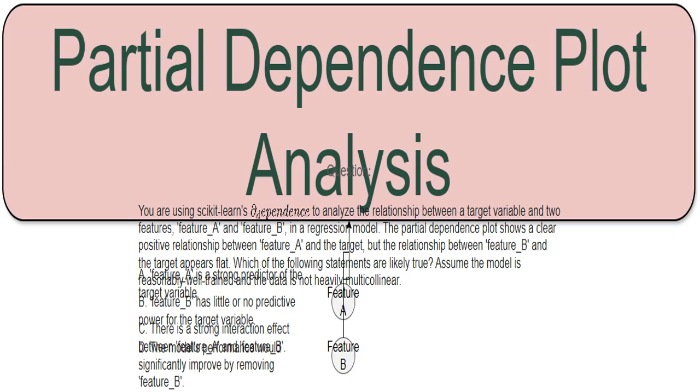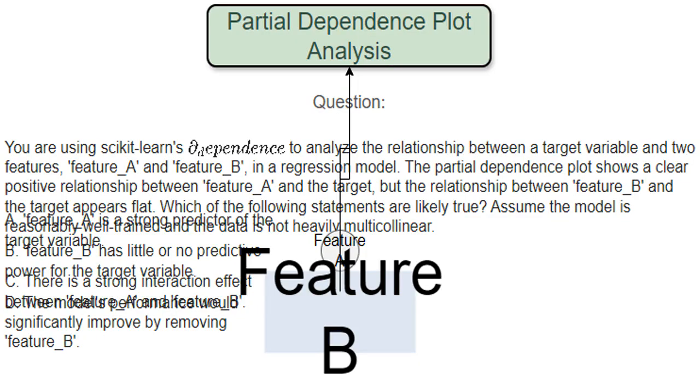Think of it as figuring out which ingredients in a recipe have the biggest impact on the final dish's taste. I see a flat line in the plot for this feature. This means that changing feature B's value doesn't really change the predicted outcome. It's like adding salt to a dish. If you add a little or a lot, it doesn't affect the taste much.